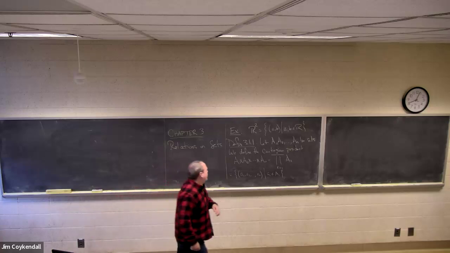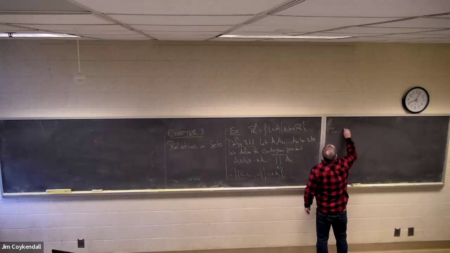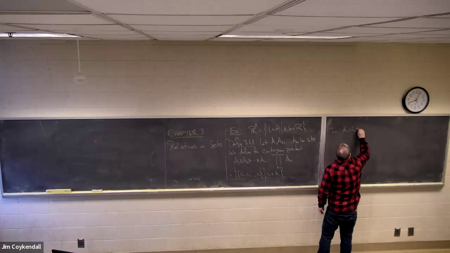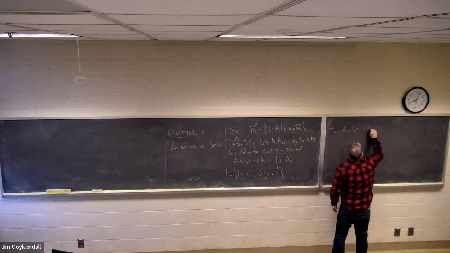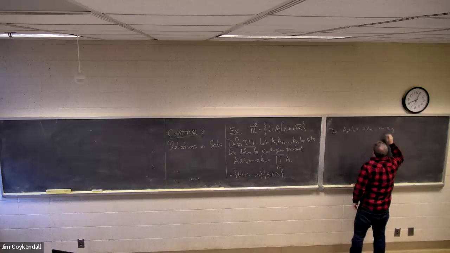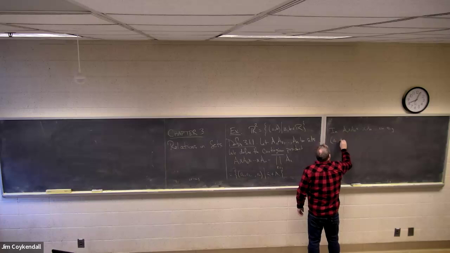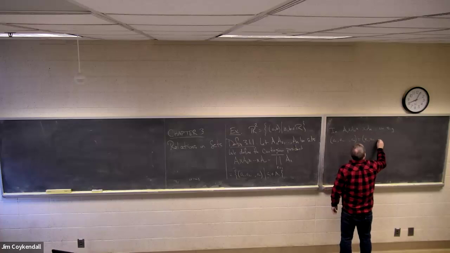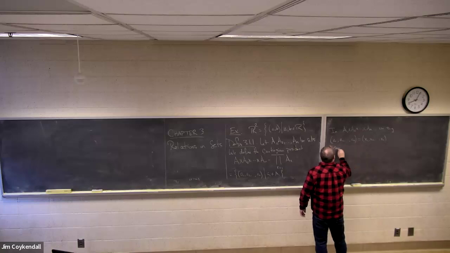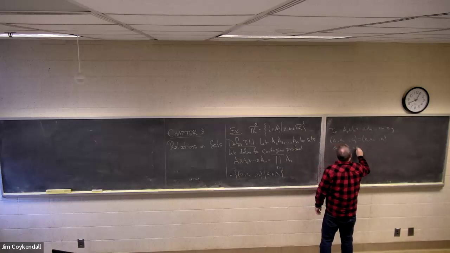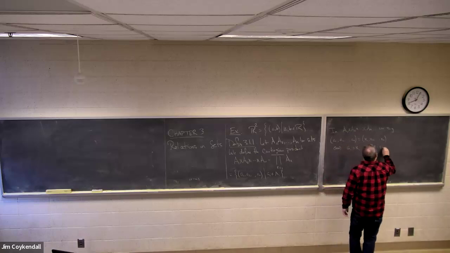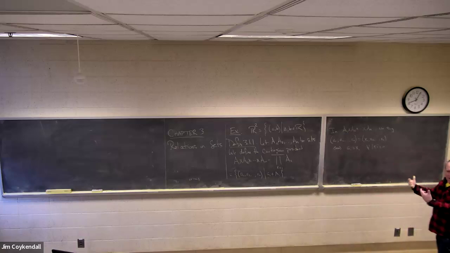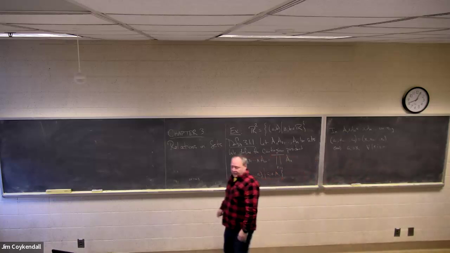And for two n-tuples, we say (a1, a2, ..., an) is equal to (x1, x2, ..., xn) if and only if ai equals xi for all i. So in other words, two n-tuples are equal if and only if all their coordinates match. Right? I think that's what you would want that to be as far as equality goes.